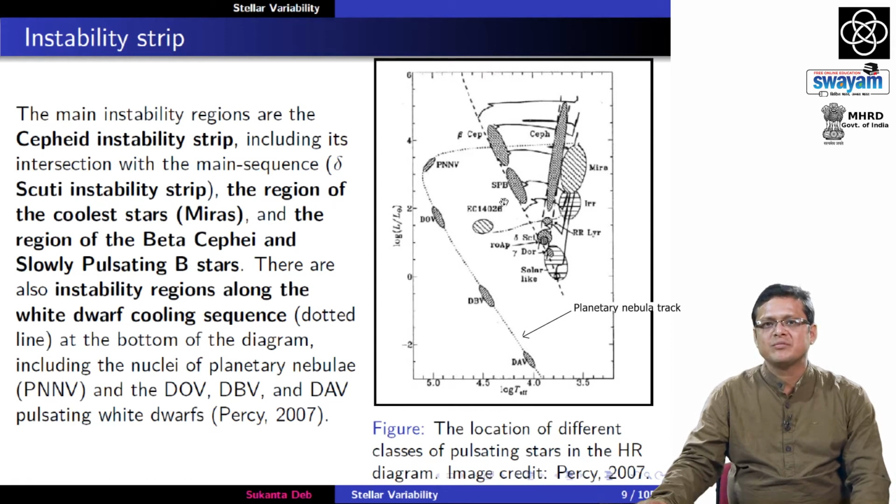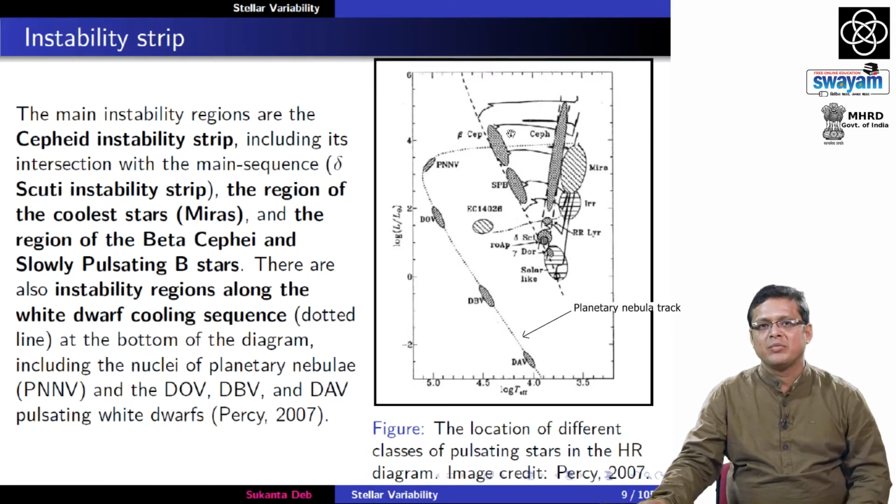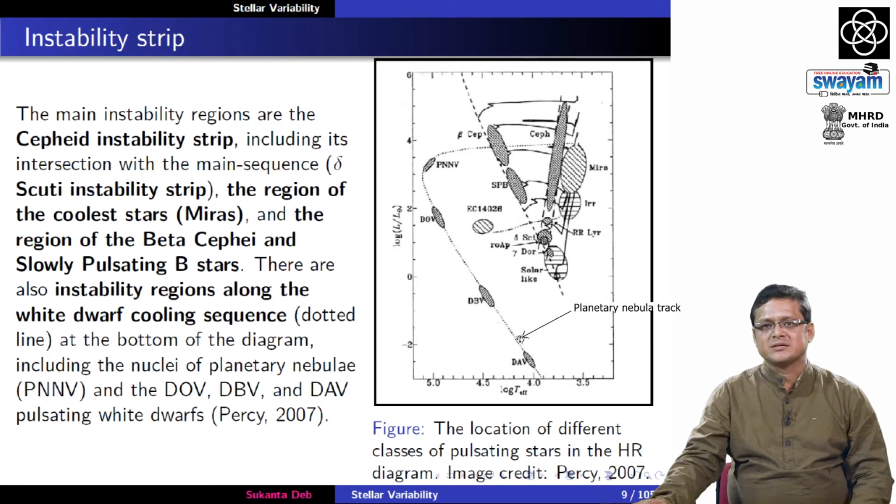There are also instability regions shown by the dotted line at the bottom of the diagram, which include the nuclei of planetary nebulae and the DOV, DBV and DAV pulsating stars.